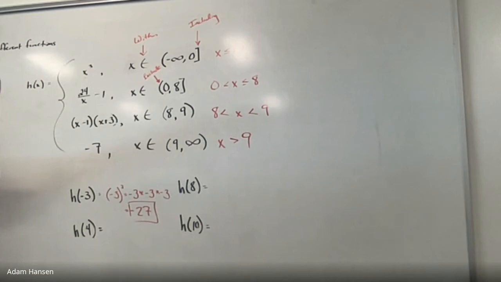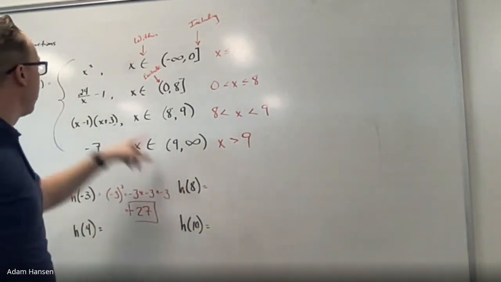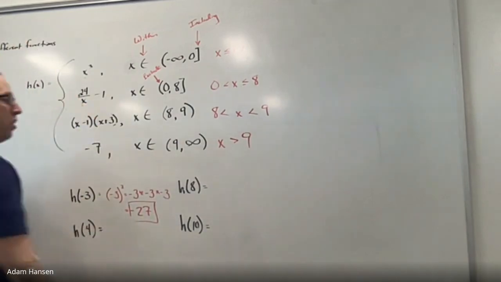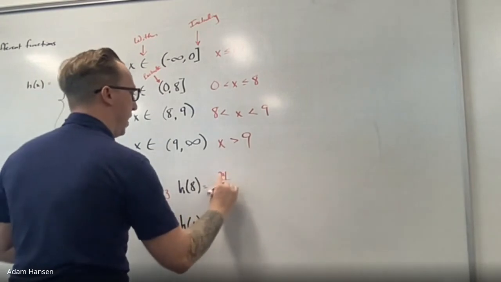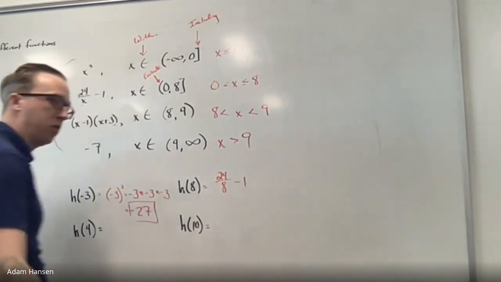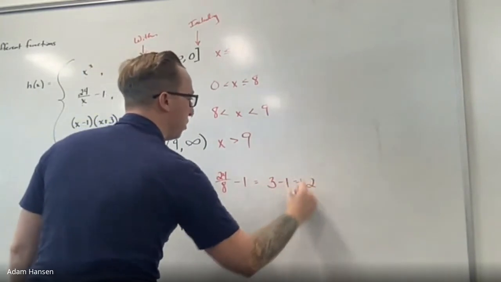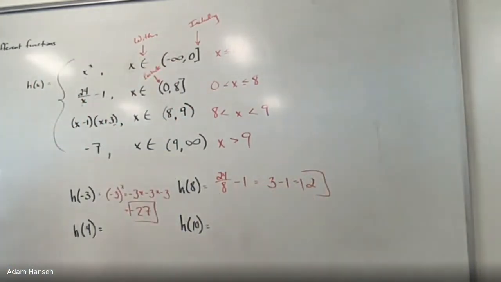Why pick the 8 going into the second row? 8 is going to go into this expression, 24 divided by x. Let's replace that x with 8. 24 divided by 8 minus 1. 24 divided by 8 is 3. 3 minus 1 is 2. Make sure you follow order of operations there.